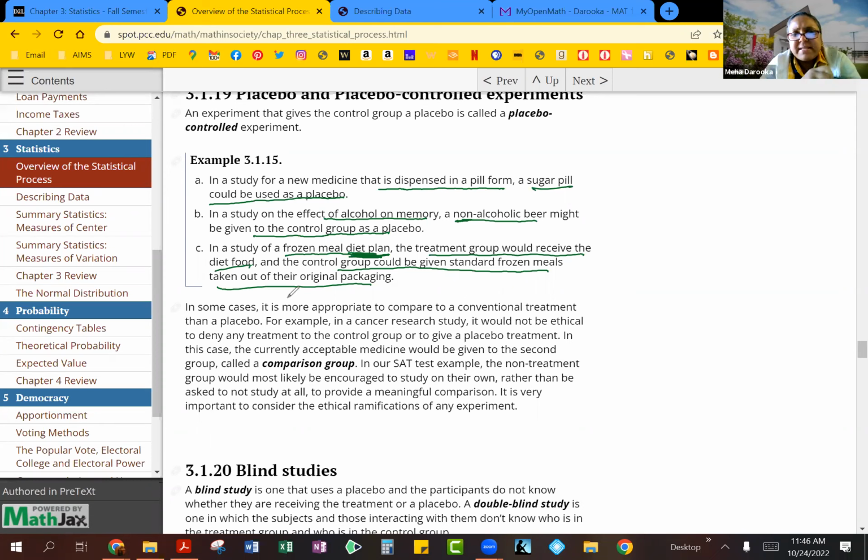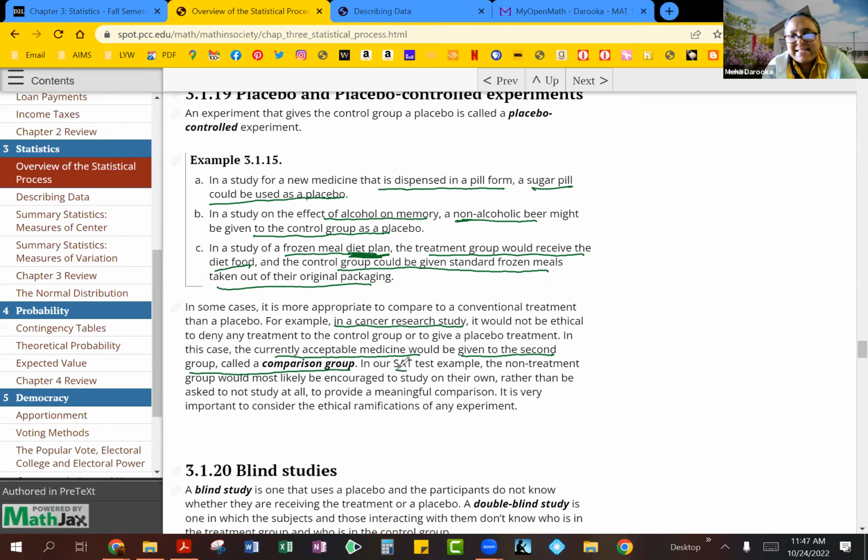We're also talking about, in some cases, it is more appropriate to compare to a conventional treatment than a placebo. Here, in a cancer research study, it would not be ethical to deny any treatment to the control group or to give a placebo treatment, right? So that would be a different type of study. How would you deal with that? They're saying the currently acceptable medicine would be given to the second group, called the comparison group. So it would be a little different because you would not be giving them a dummy treatment or a sugar pill.